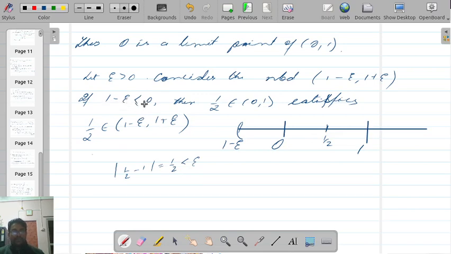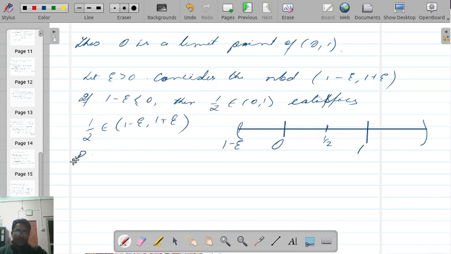Because 1 minus epsilon is less than or equal to 0, that means epsilon is greater than or equal to 1. So half is always less than epsilon. So if 1 minus epsilon is less than or equal to 0, then half belongs to the set and also to the interval (1 minus epsilon, 1 plus epsilon). We just need to find one point which belongs to the epsilon neighborhood, so in this case half will act as our point.